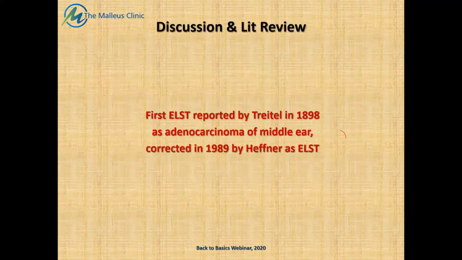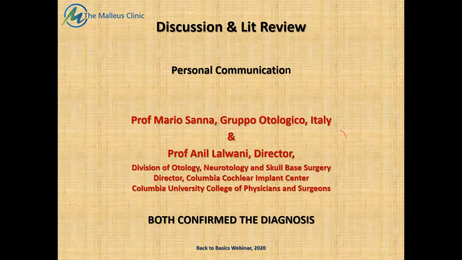So I'll quickly go through some facts about this uncommon tumor that I encountered during my clinical practice. It was actually reported way back in 1898 as an adenocarcinoma of the middle ear, which was corrected in 1989 by Hefner as an endolymphatic sac tumor. Now, the surprising part was that the patient was not willing to accept my diagnosis of an endolymphatic sac tumor, probably because of its rarity. And so I sent these images to my professor, Professor Mario Sana in Italy, and also to Professor Anil Lalwani at Columbia University, and both concurred with the diagnosis that it was in fact a case of endolymphatic sac tumor.